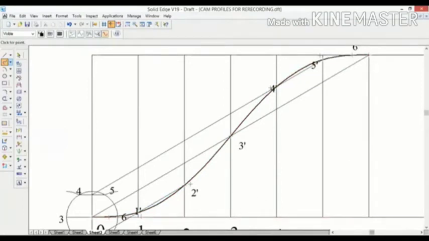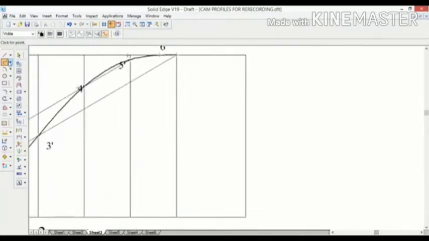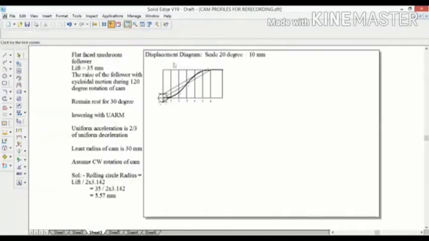And next is followed by dwell. So dwell line should be a thick line, 6 to 6 dash. Since there is no rise, this also will be 6 dash. So this completes the rise and dwell part.